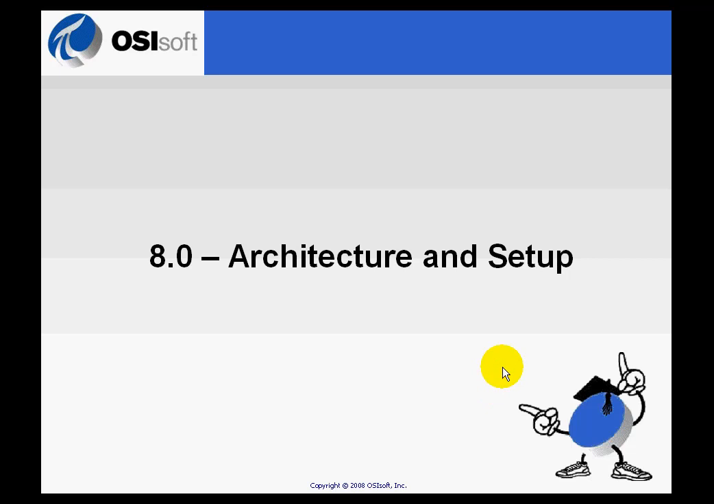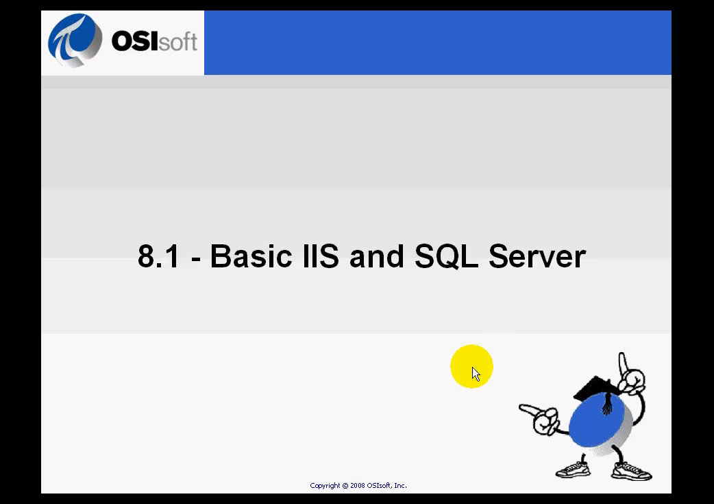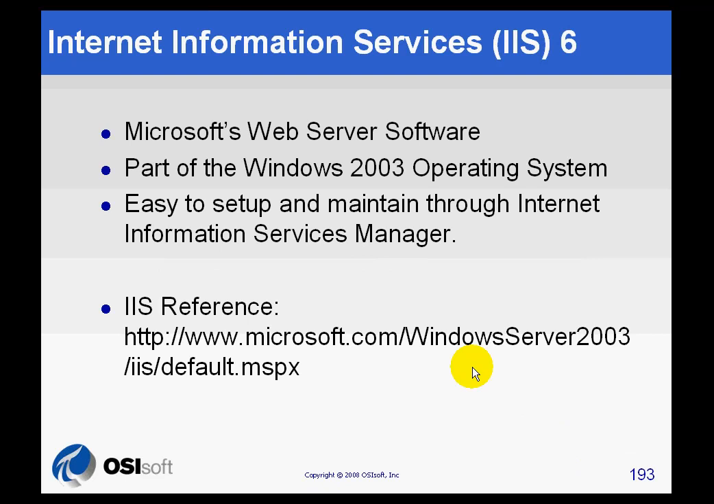Let's talk now about the architecture and the setup of RtWebParts, and we'll start by looking at basic IIS and SQL Server. IIS is also known as Internet Information Services. It's Microsoft's web server software. It's basically the application layer, the software layer that makes your computer into a web server. So it's part of the Windows 2003 operating system.